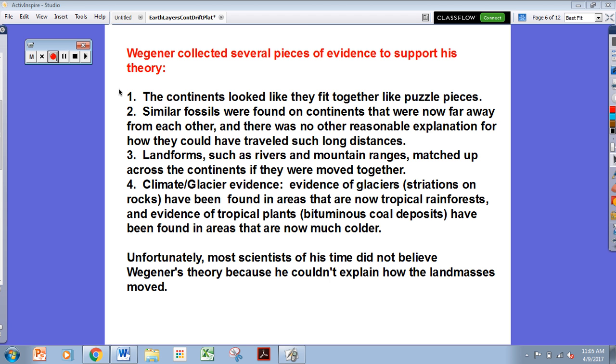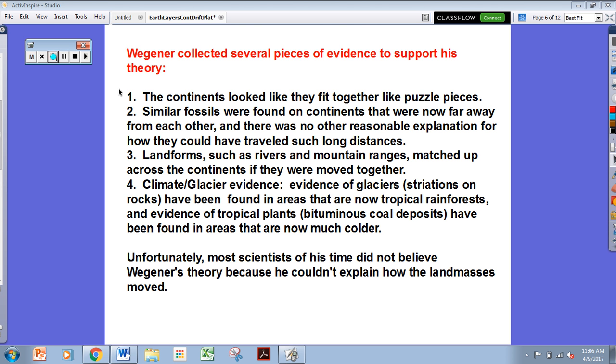Also evidence of tropical plants. Again, in the video we watched, it talked about bituminous coal. It's made from tropical plants over time. They die, they get compacted and pressed down and eventually become coal. But bituminous coal has been found in Antarctica, Northern Europe, North America, in areas that obviously do not have tropical plants right now. So if there is bituminous coal there, it means that at some point a long time ago those continents were in areas that were much warmer.